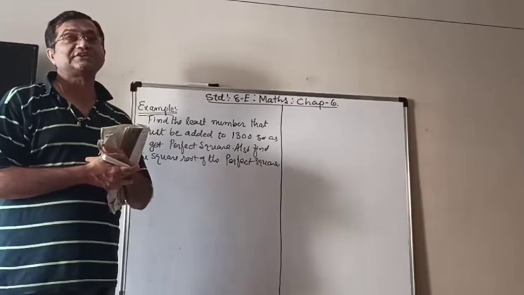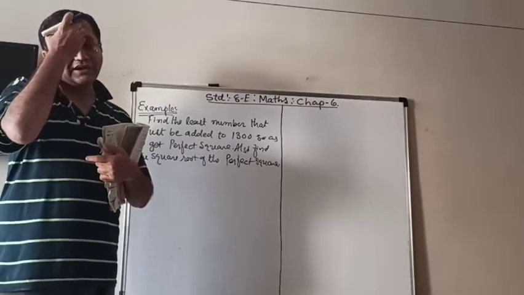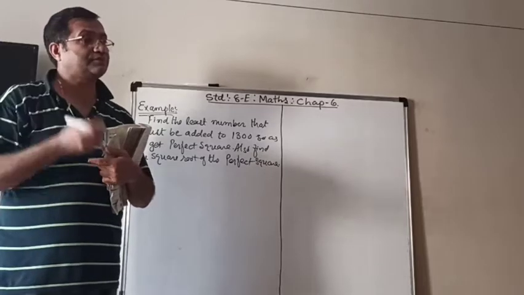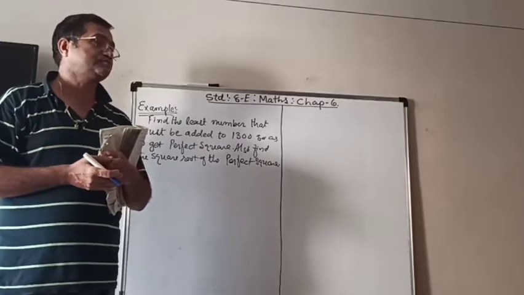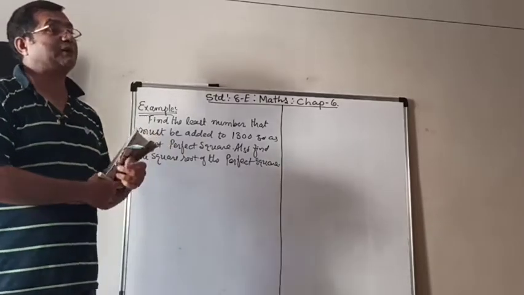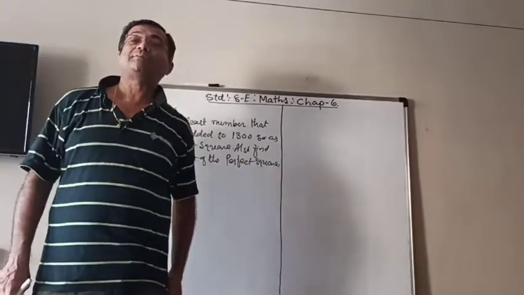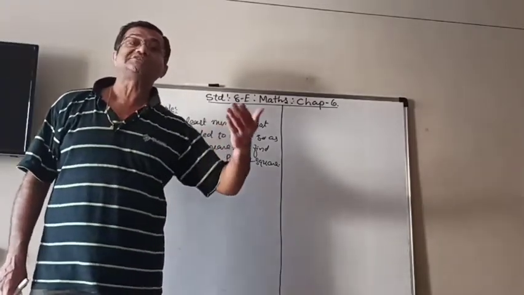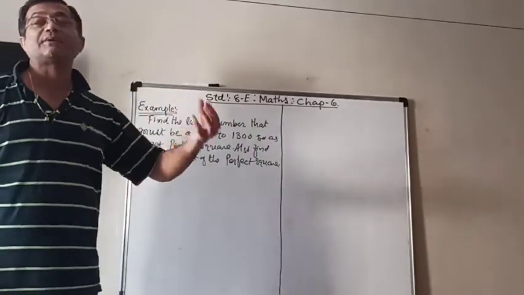In chapter number 6, squares and square roots. In the last session we learned about the square root by the division method. Also, when the number is not a perfect square, we learned with an example what should be subtracted from the number to get the perfect square.